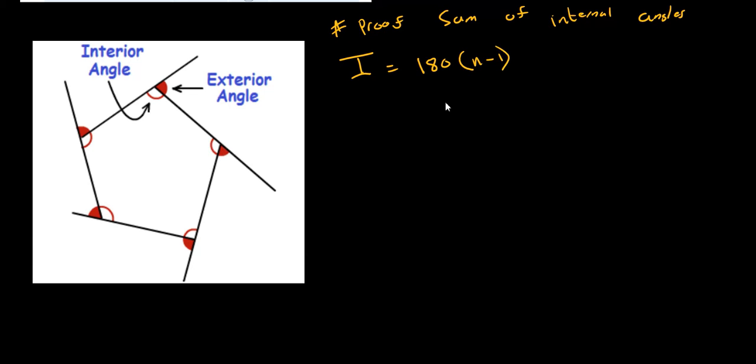So let's take a closer look at the sum of internal angles. So I'm going to do that in. Okay, so proof: the sum of internal angles is equal to, and I'm going to use I for internal angles, I is equal to 180(n minus 1) divided by n.